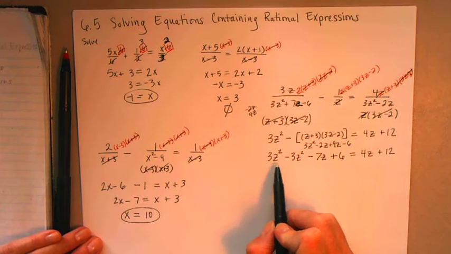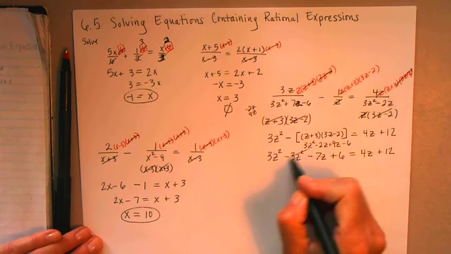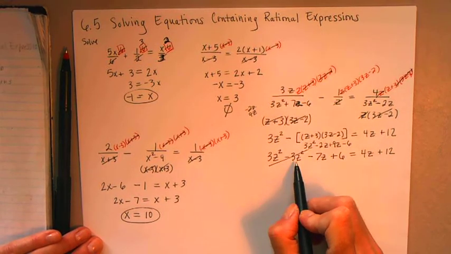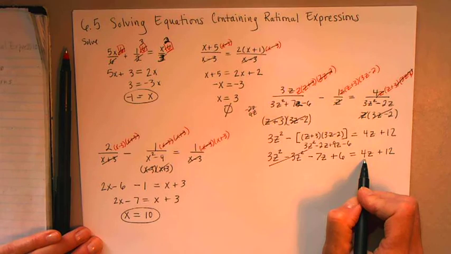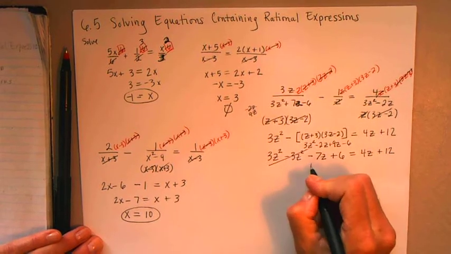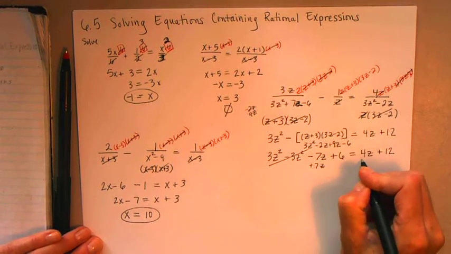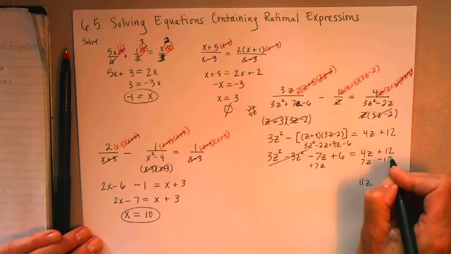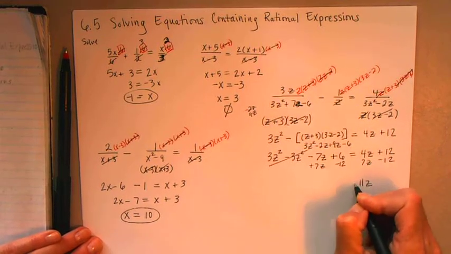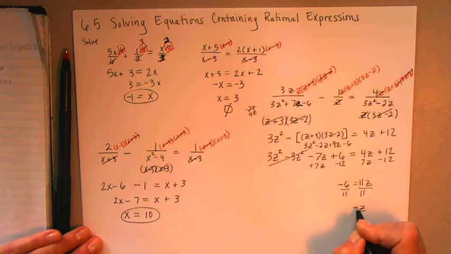Now what happens to our z squareds? They cancel, don't they? 3z squared subtract 3z squared, gone. So without a z squared, I'm not going to factor, so all I have to do is get z alone. So let's say I subtract, well, you know what, let's go ahead and add 7z to both sides, just because that'll make our z positive. So I've got 11z over here, and in that same step, let's go ahead and subtract 12 from both sides. So we get z equals negative 6/11.